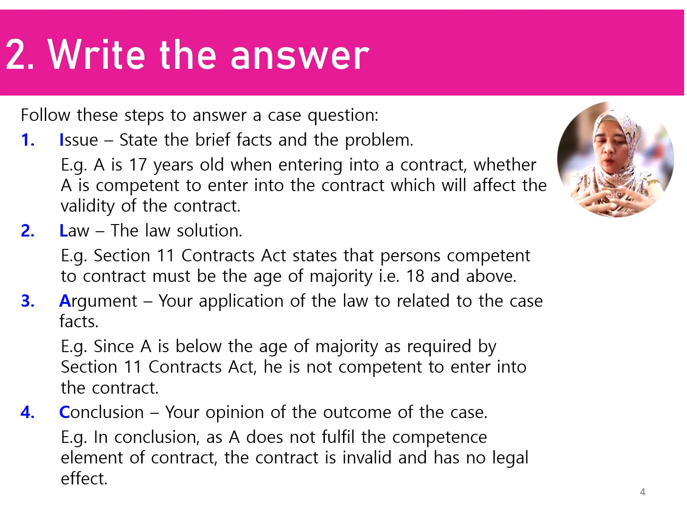So in this case, you can conclude from the issue and law and argument of A being of the age of minority. In conclusion, as A does not fulfill the competence element, because competence is when someone is of the age of majority, 18 years old. So now he does not fulfill it. A does not fulfill the competence element of the contract. The contract is invalid and has no legal effect. So that will be the conclusion from your question.